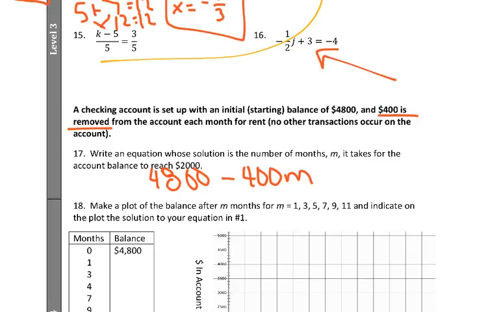In other words, we're going to take negative 400 and multiply it by the number of months, and that's going to tell us how much money has been removed from the 4,800 that started there. But it says we need an equation. So let's look here. Write an equation whose solution is the number of months, M. Okay, we got our M. It takes for the account balance to reach 2,000. So in other words, we know that we started with 4,800. We're going to subtract $400 each month, and we want to know when that equals $2,000.